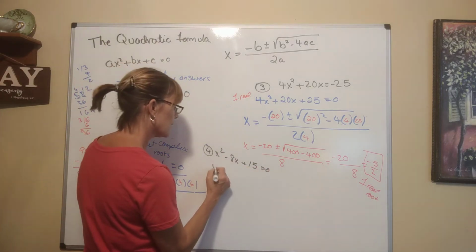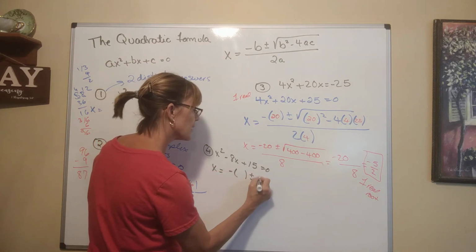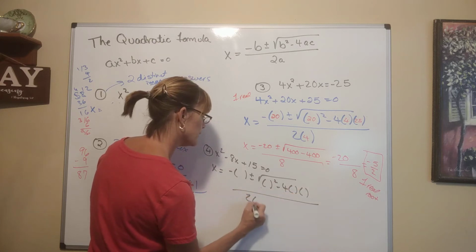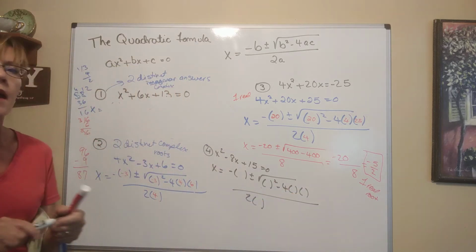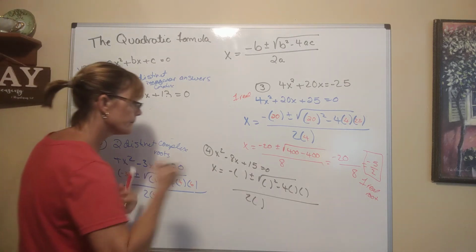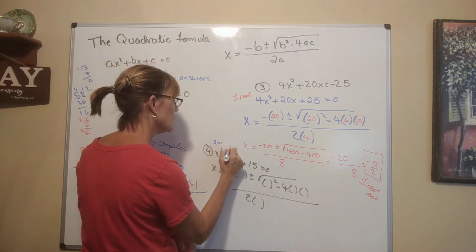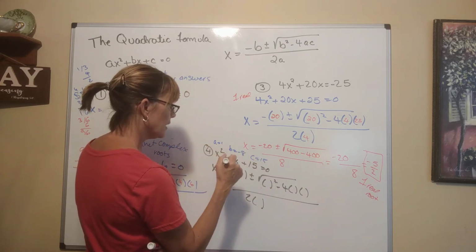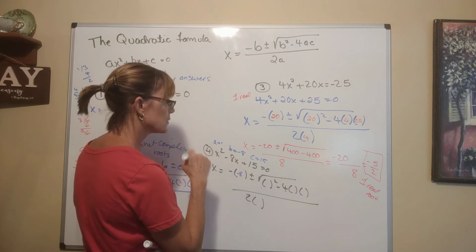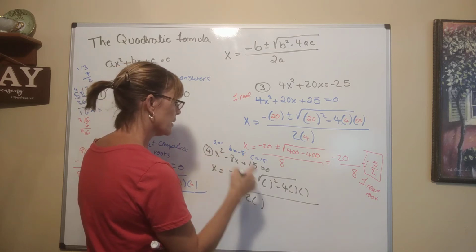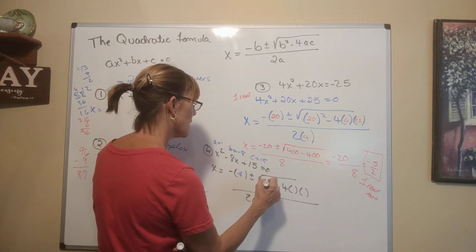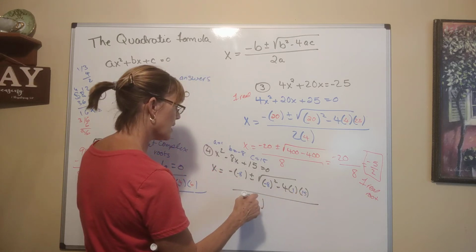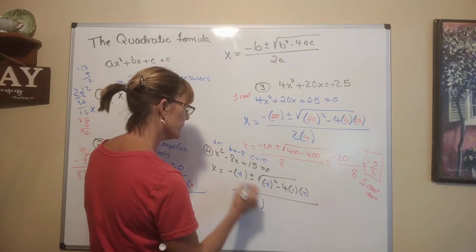Okay, so x is negative b plus or minus the square root of b squared minus 4ac all over 2a. All right, so in this case, a, the coefficient from the x squared, is 1. a is 1, b is negative 8, c is 15. So we get negative b, negative 8, plus or minus the square root of b squared. So that's negative 8 squared minus 4 times a times c all over 2a. 2a would be 2 times 1.